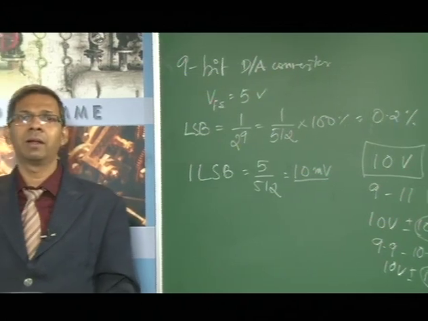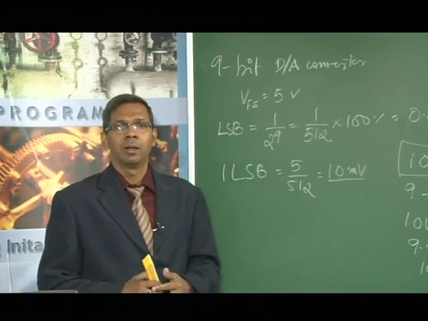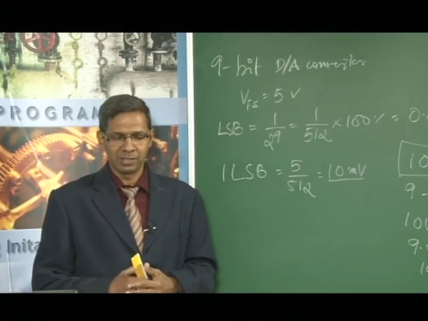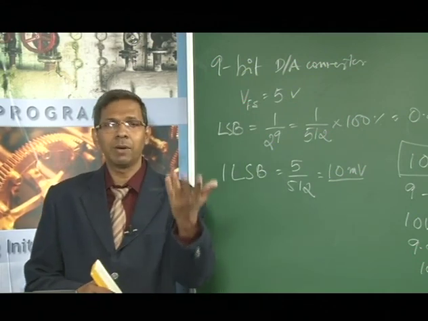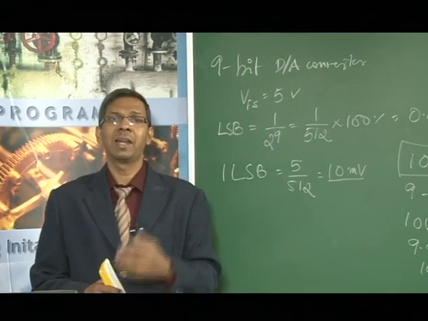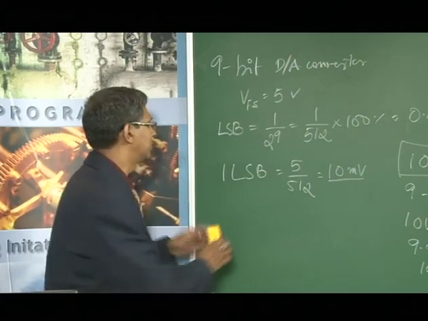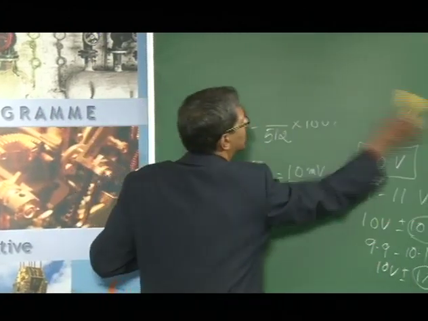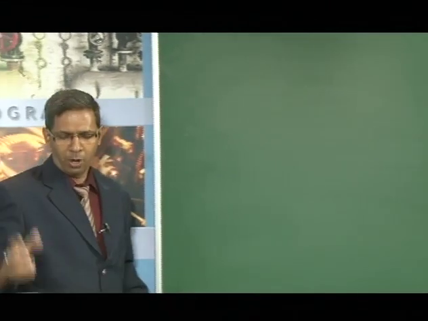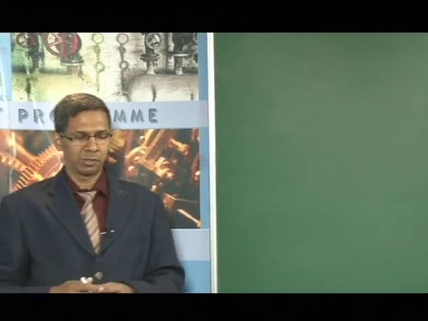Now we can sum up and close this entire topic by trying to do a problem which is reverse. In the sense, I am going to give you a particular value, you are going to decide and tell me what is the bit size that I have to use. That's a very interesting problem. If you can understand this problem, that would complete the understanding of D to A converters and how many bits we require for each conversion.